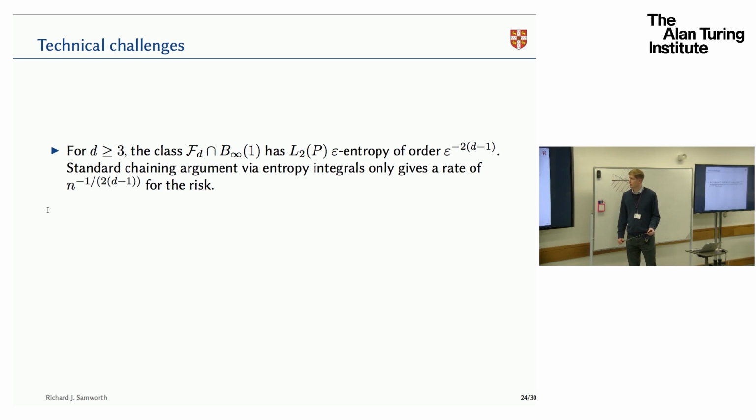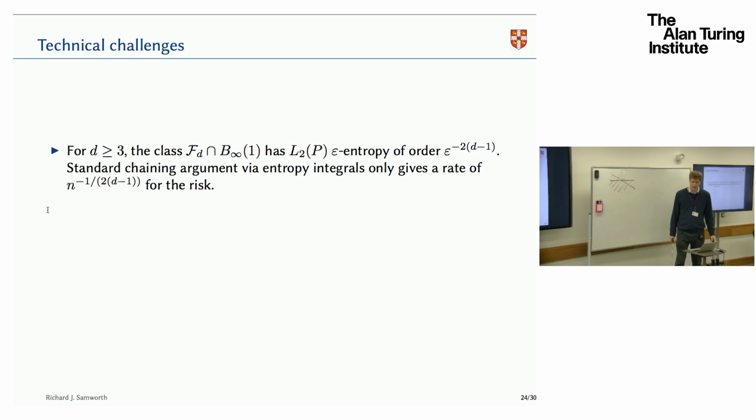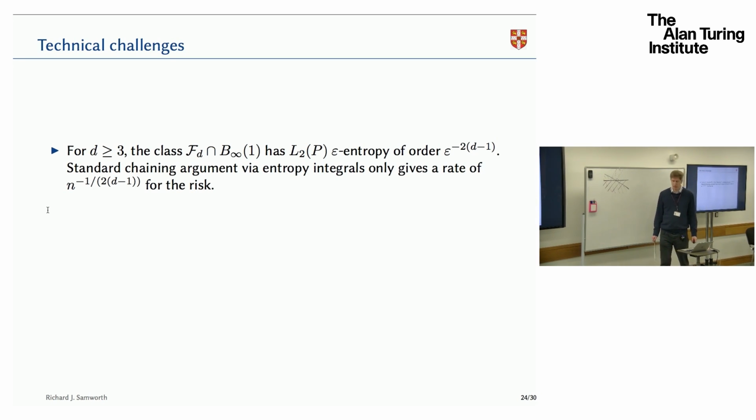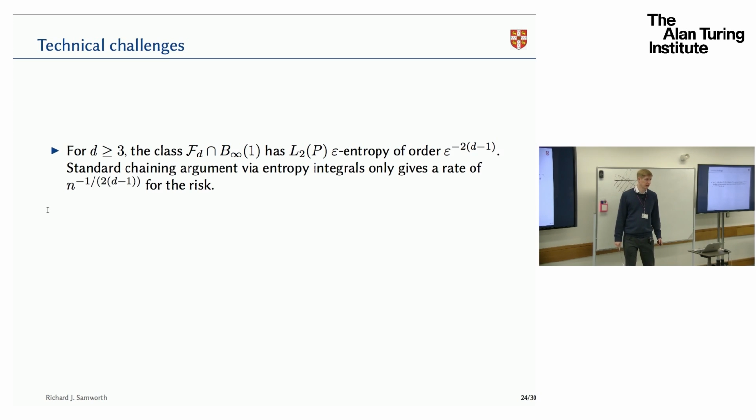To give some sense of this, if you look at the class of monotone functions with an L infinity truncation as well, the regular entropy is of order epsilon to the minus 2(d minus 1). And so if you were to use a standard chaining argument, you would get a suboptimal rate of n to the minus 1 over 2(d minus 1) for the risk.